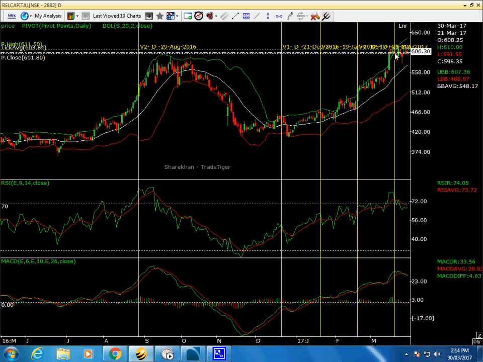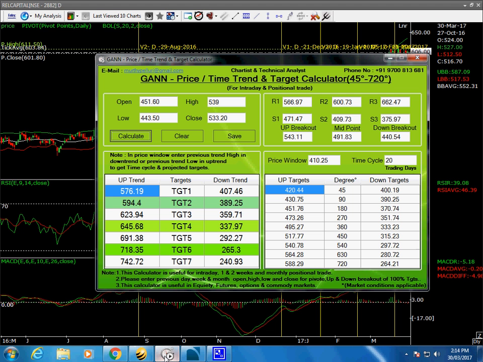Here the maximum target is 588. To know the further targets, instead of this we can keep this close 533. We have taken it a little bit late now. We have to enter exactly at 410.25, the low range of that particular price. Up to 588 we got, and then we can check it for the other targets also. Here also we can check it.